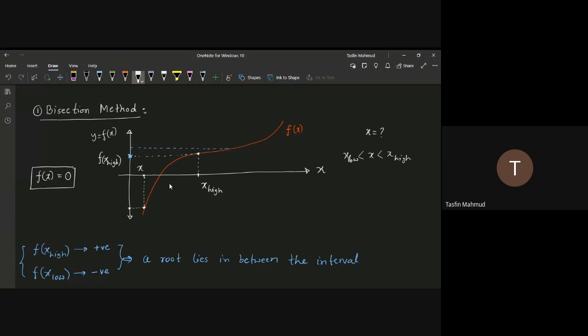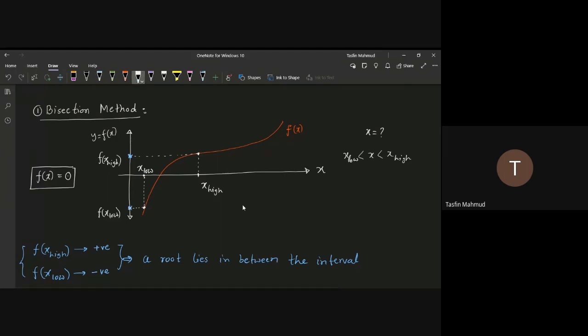So this is our x low, and this y value is our f of x low. Okay. So one function value is positive and the other is negative. So whenever this type of situation arises, we can solve the value of x using the bisection method. So that's the first step, or the check, before moving on to determining the solution. We should do this check and then move on to solving the root.